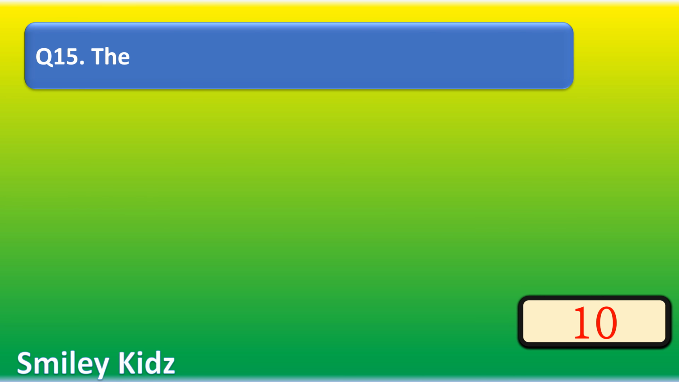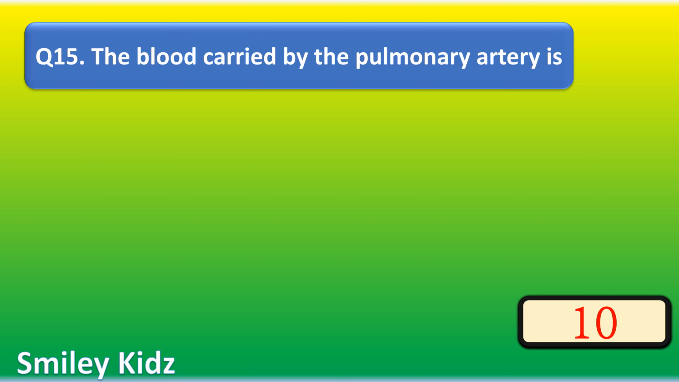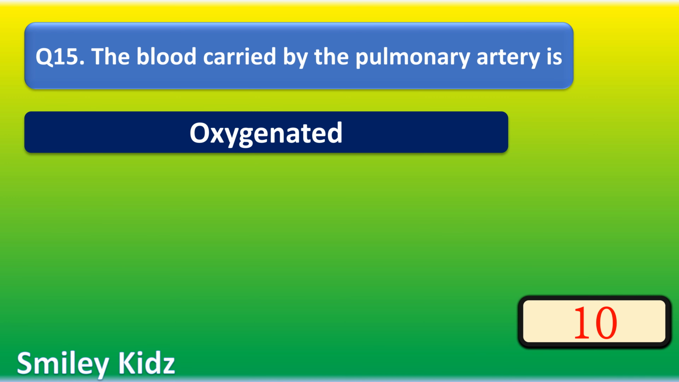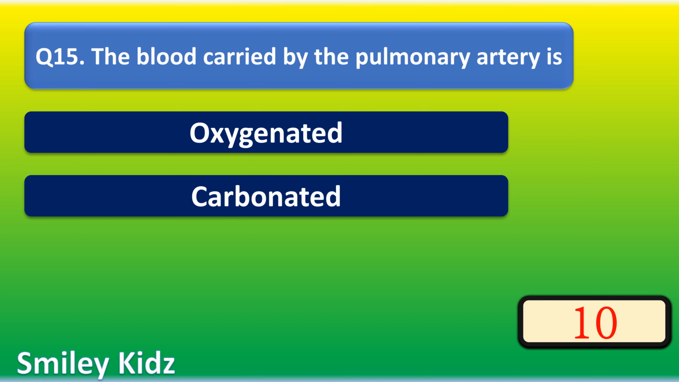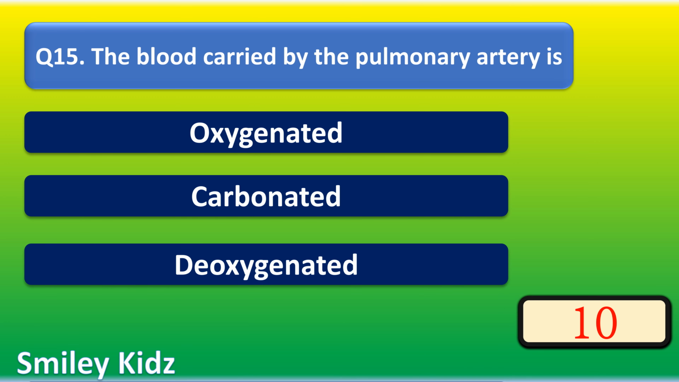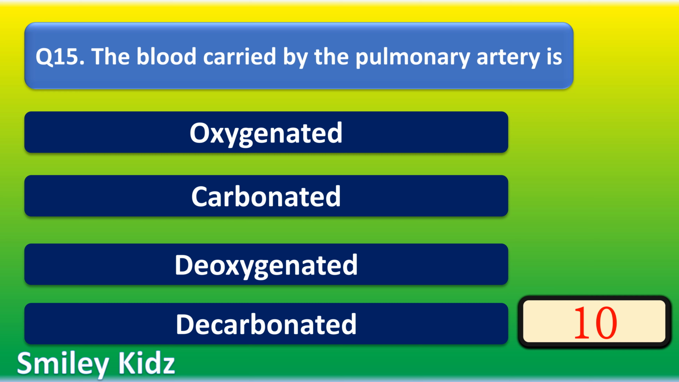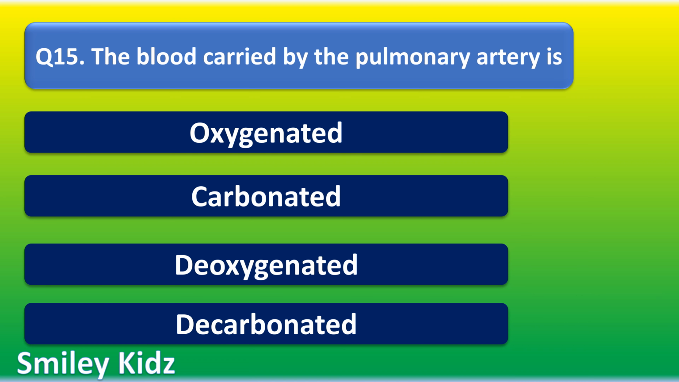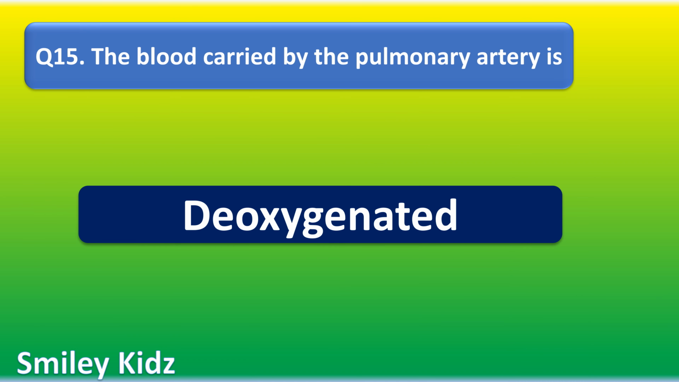Moving to question number 15. The blood carried by the pulmonary artery is option A oxygenated, option B carbonated, option C deoxygenated and option D decarbonated. Your time starts now. Your time is up. And the right answer is deoxygenated. The blood carried by the pulmonary artery is deoxygenated.